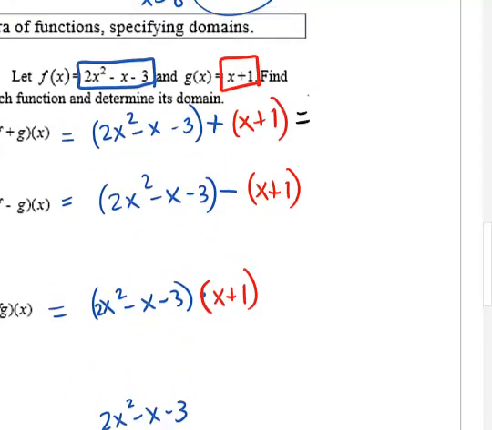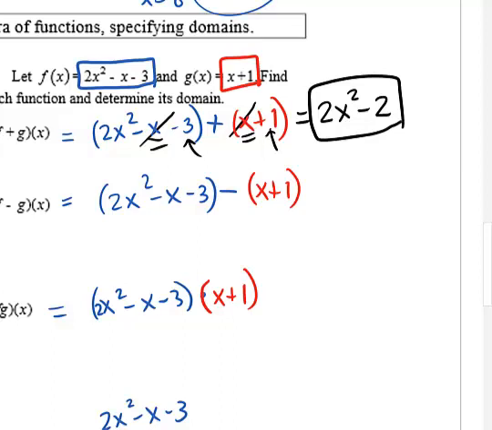The first one, the plus sign, is not going to change anything, so I'm just going to go ahead and try to combine like terms right now in my head. The x squared doesn't have a like term. This negative x and this x get together and cancel each other, so they're just gone. This negative 3 and this 1 add up to negative 2. So that looks good there.